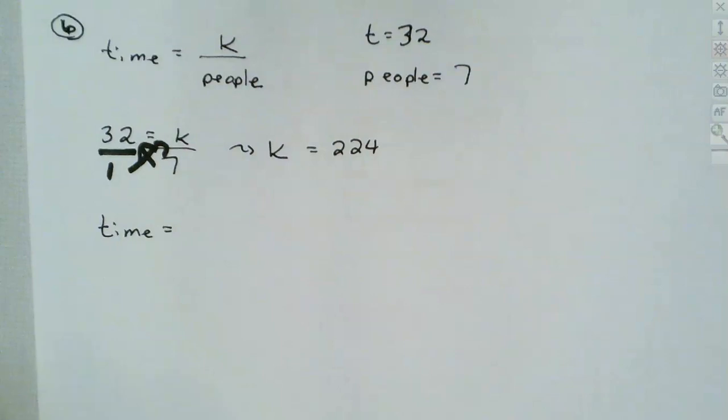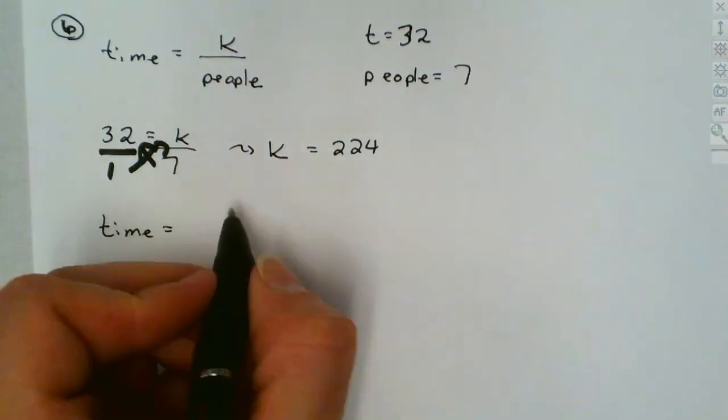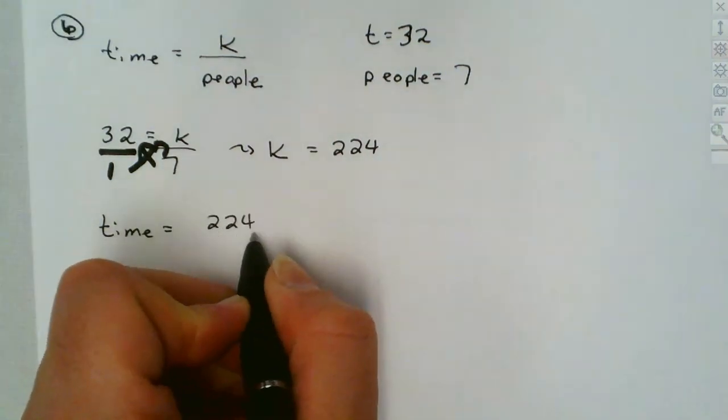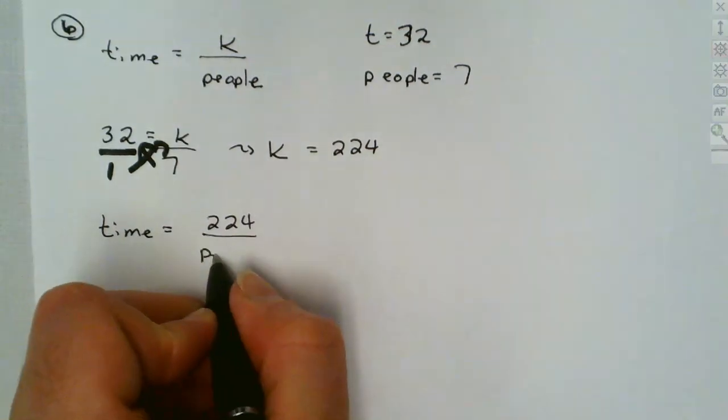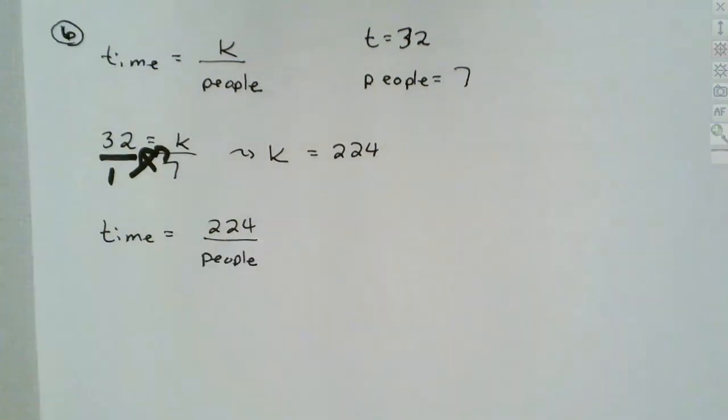So the time it takes to complete a job is 224 divided by the number of people that work on that job. Right? Is everyone okay with how I'm building these? They're actually very simple. All you have to look for is keywords like direct or inverse or direct to a square, inversely to a square root, something like that. Plug in the initial conditions, the initial values, find that K, build your new formula, and then answer the question.